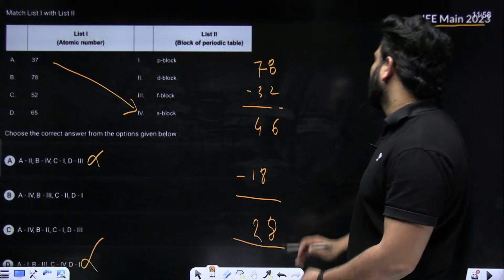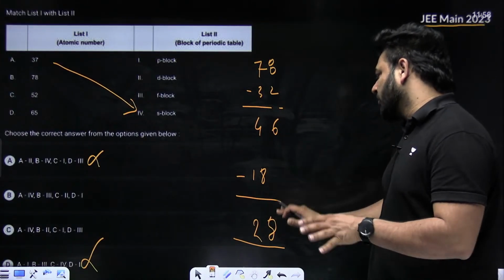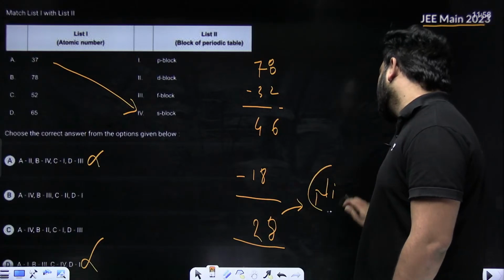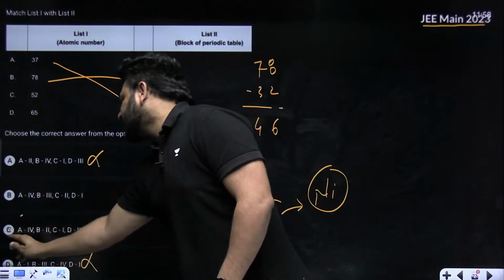I think we mistakenly chose an incorrect calculation there. 28 is for nickel. It is nickel, so it's a D block. Now we are right actually. So this is second only. The correct answer should be C.